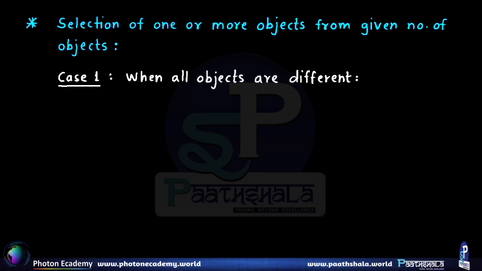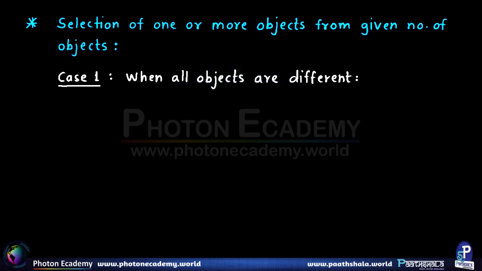Now we see the selection of one or more objects from a given number of objects. So let's consider the first case when all the objects are different, that is no two objects are identical. Let's consider that in all there are, say, n objects. Now as we are interested to know in how many ways we can select one or more objects, let's first consider in how many ways we can select one object.